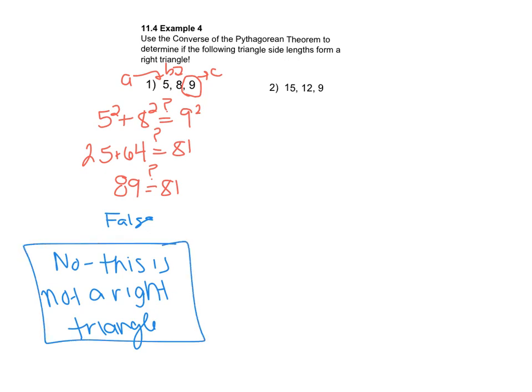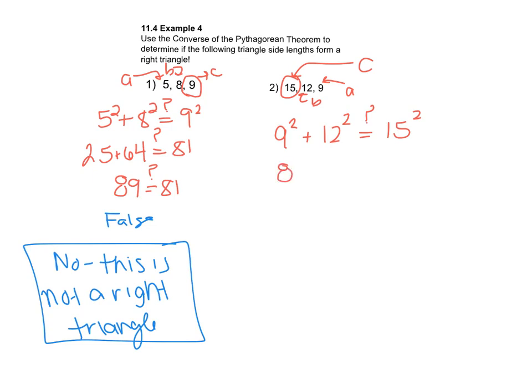Now if I flip gears and look at number 2, again, my hypotenuse is always my longest side length, which in this case is 15. Then I'm going to say my A value is 9 and my B value is 12. So here if I start, okay, A squared is 9 squared plus B squared is 12 squared is equal to C squared, which is my longest side length, which is 15 squared. Checking to see if that in fact works.